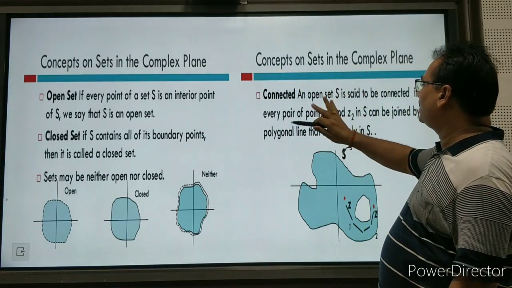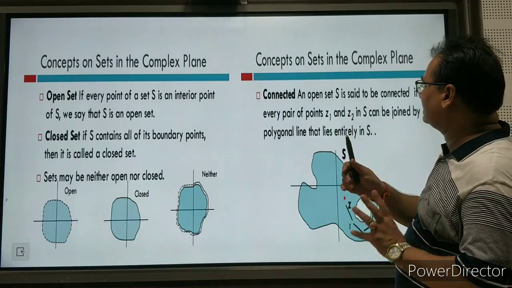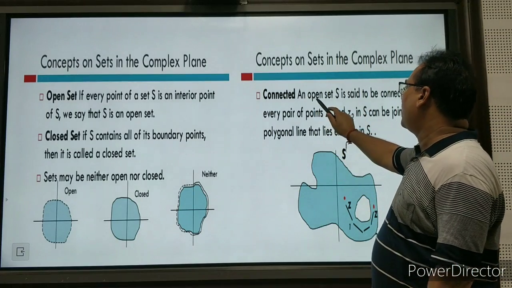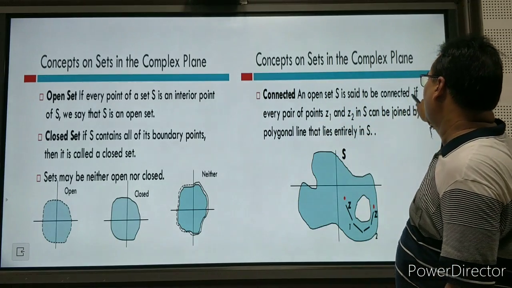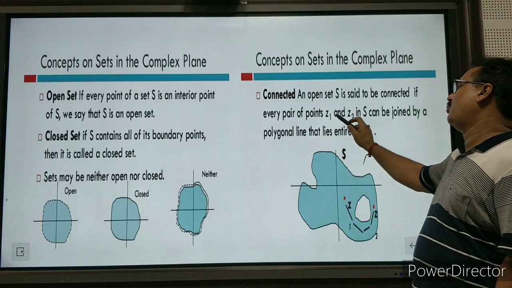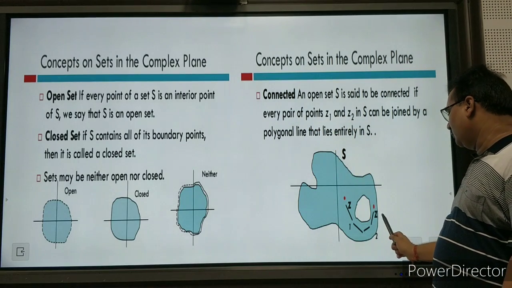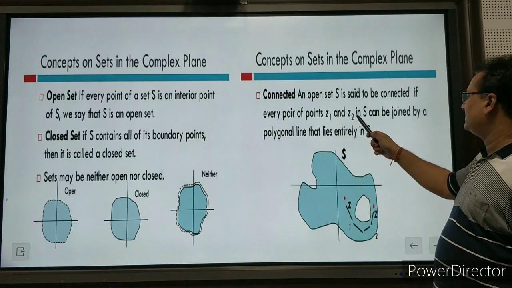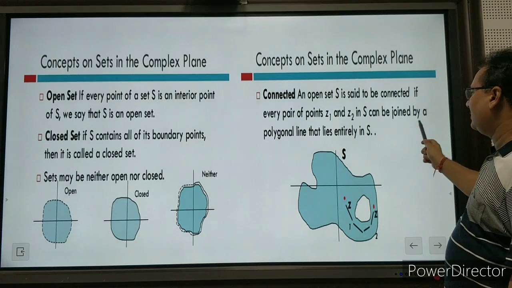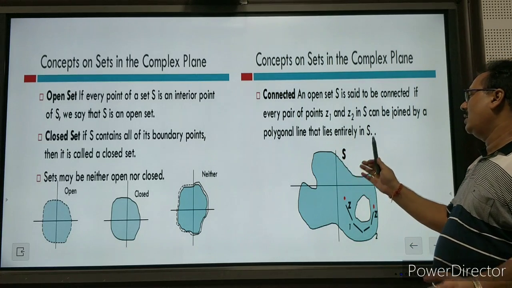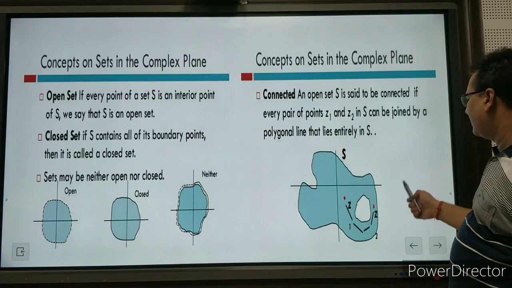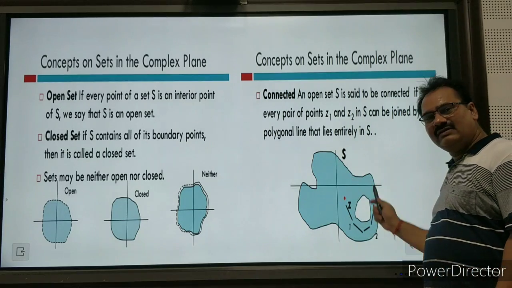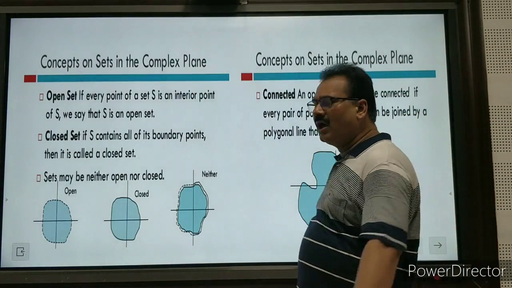Now, what is the concept of connectedness? An open set S is said to be connected if every pair of points z1 and z2 in S, let us suppose this is the point z1 and this is z2, can be joined by a polygonal line that lies entirely in the set. If that line is inside the set, then it is called a connected set.